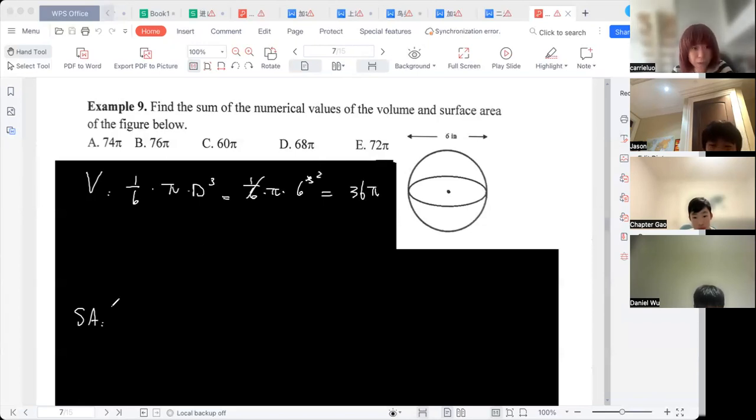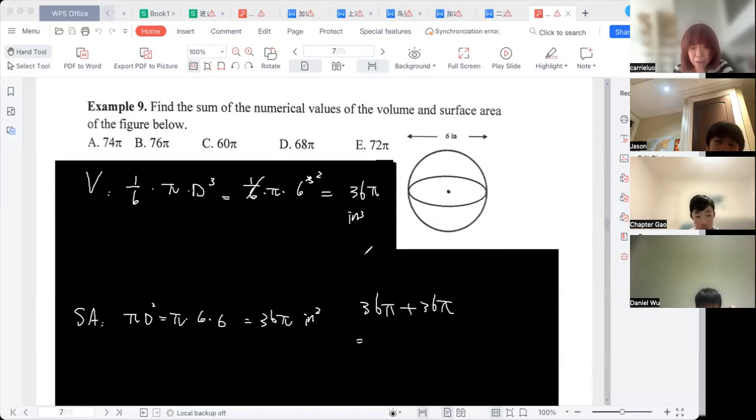Okay, so what is the surface area? It's pi d squared, which equals pi times 6 squared, also 36 pi. But this one is 36 pi inch cubed, and this is 36 pi inch squared. So 36 pi plus 36 pi, because they just want the numerical values. Basically you can't add volume and surface area normally because they're not the same unit, like Daniel cannot go to the girls' washroom because you're not the same kind of person. But they're just doing the numerical values, so put the values together: 72 pi, which is E.